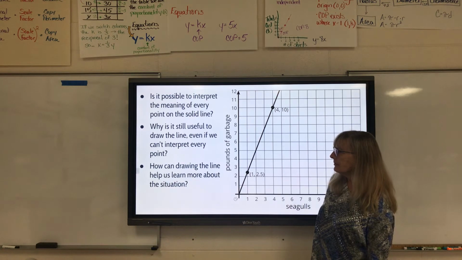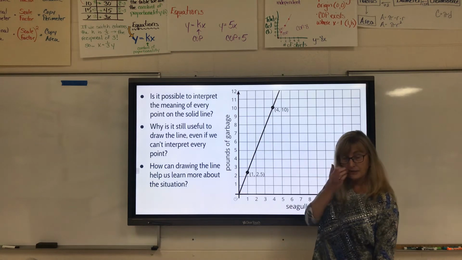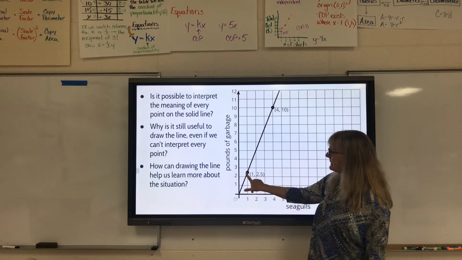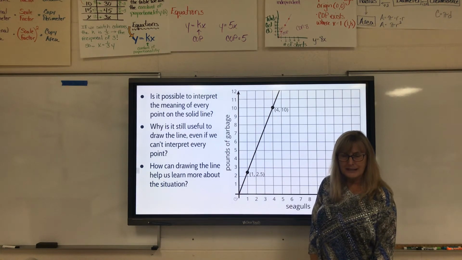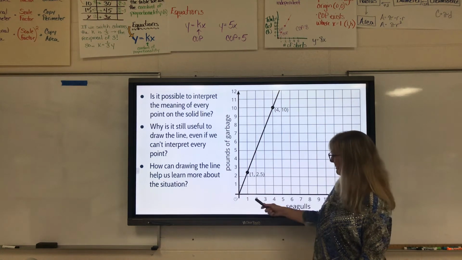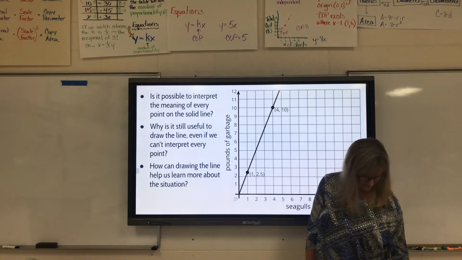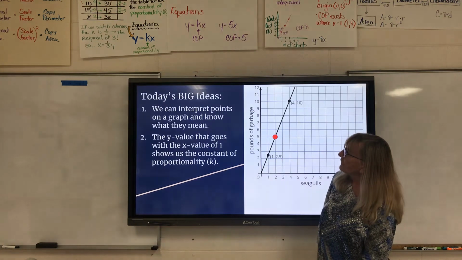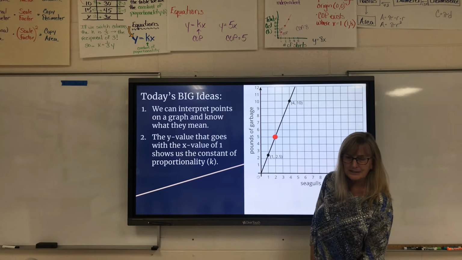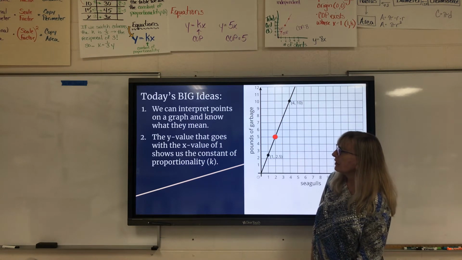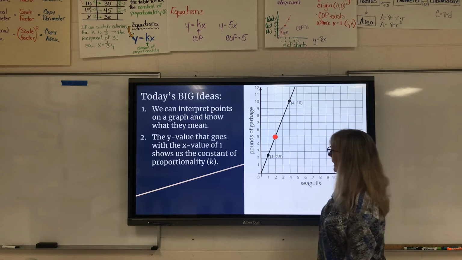How can drawing the line help us learn more about the situation? Well, like I just said, it helps us find the other points. It also shows us that it goes through the point of origin, so it solidifies that it is a proportional relationship between the seagulls and the pounds of garbage. Okay? So we can interpret points on a graph and know what they mean. That's one of the big ideas from today's lesson. The y value that goes with the x value of 1 shows us the constant of proportionality, or the k.